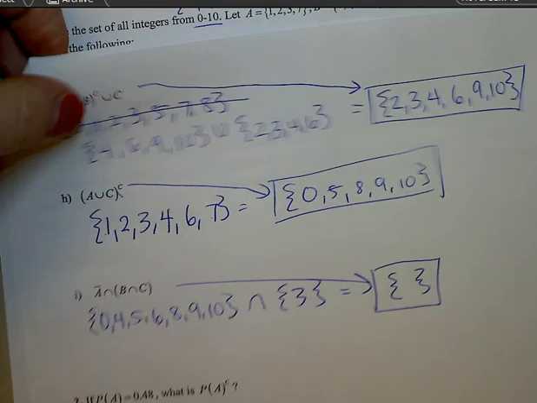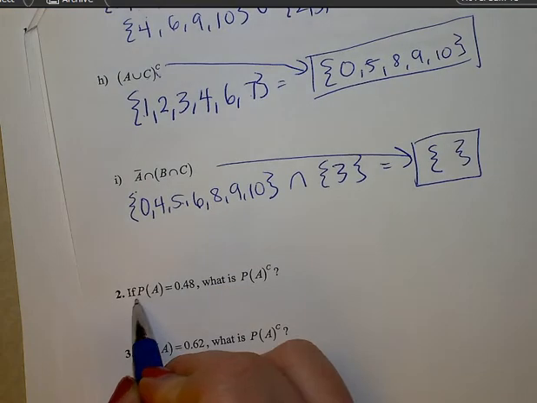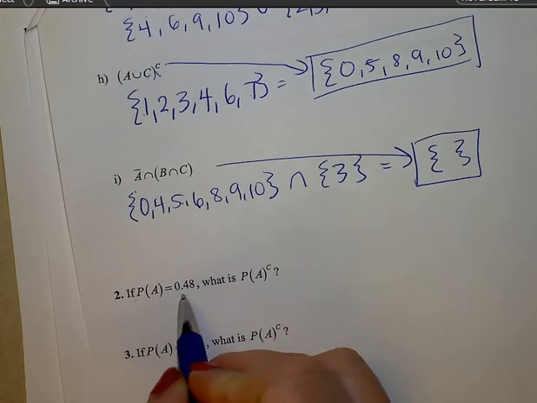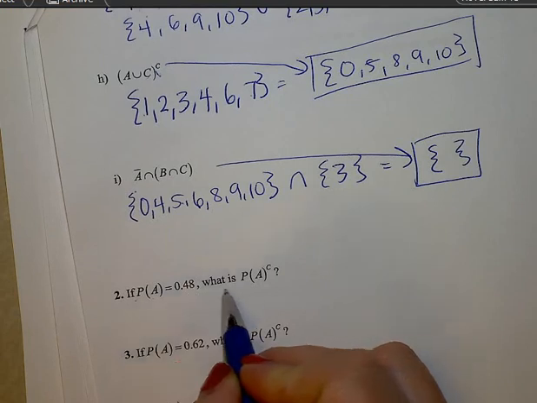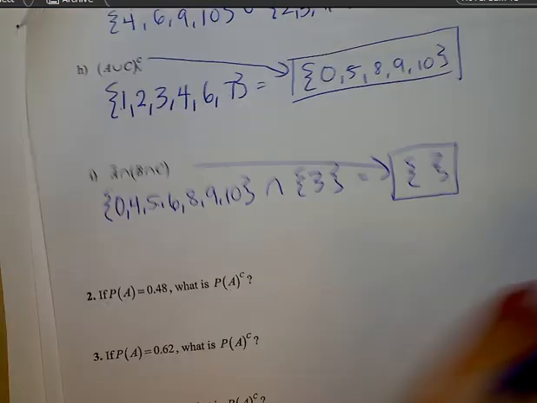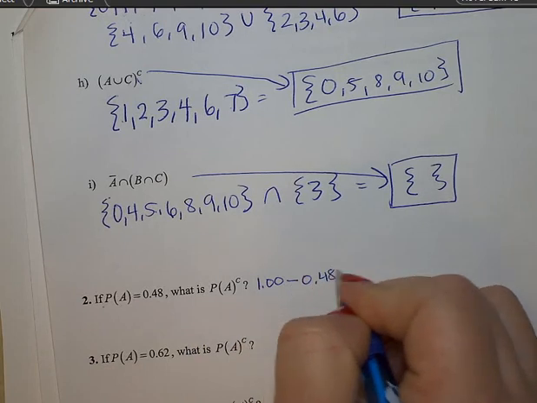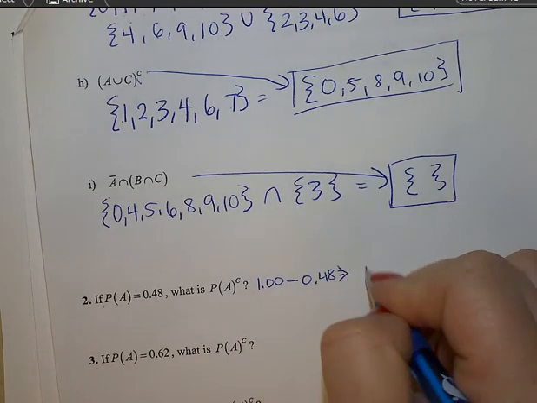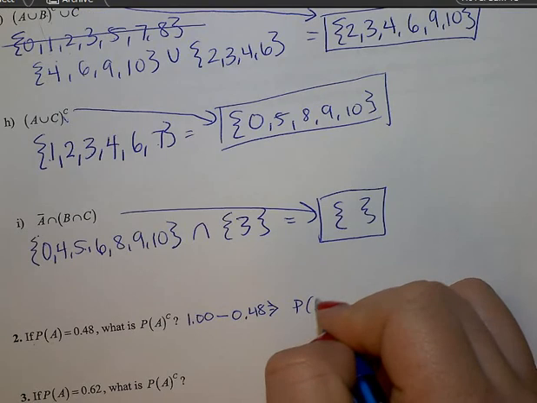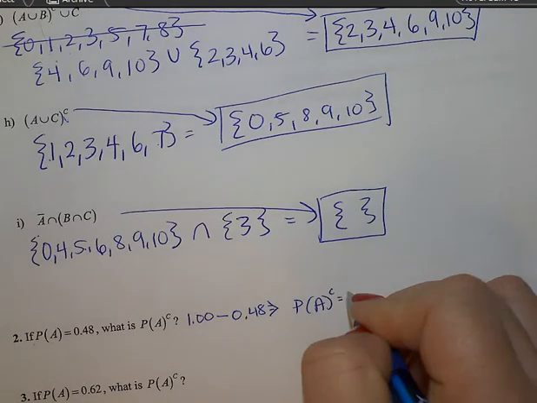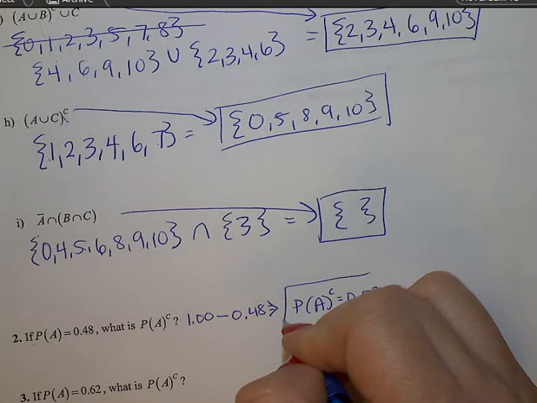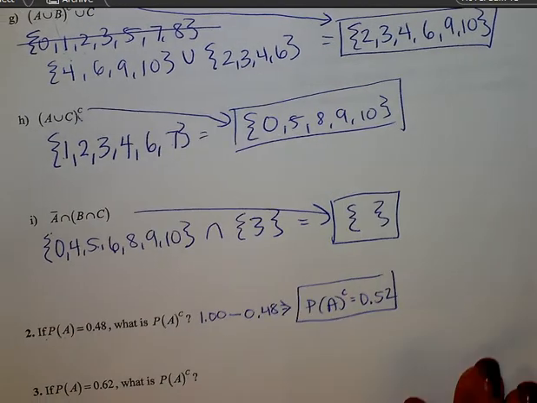Okay, number 2. The probability that event A happens is 48%. What is the probability of A complement? So you're going to take 1.0, subtract 0.48. So the probability of A complement occurring is 0.52. Make sure to properly write it.